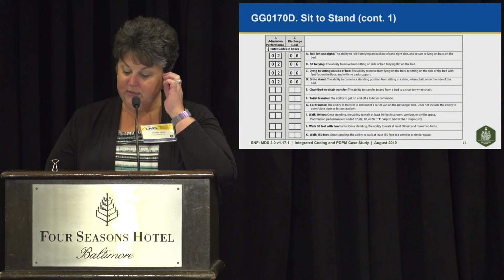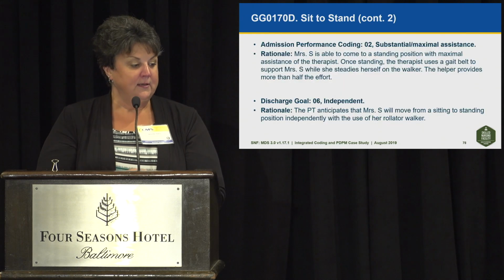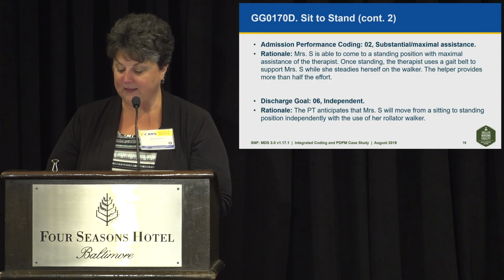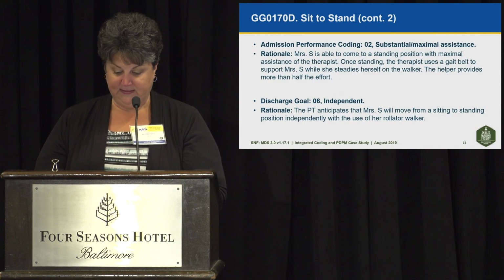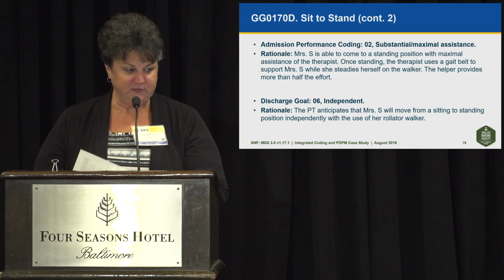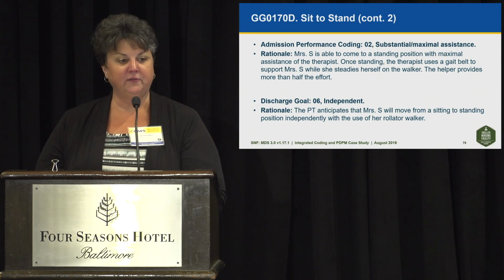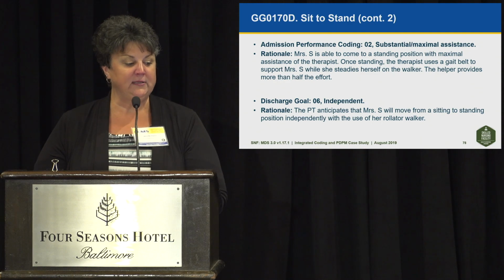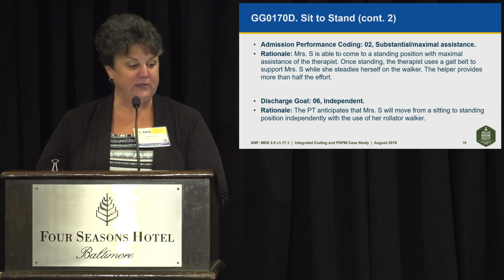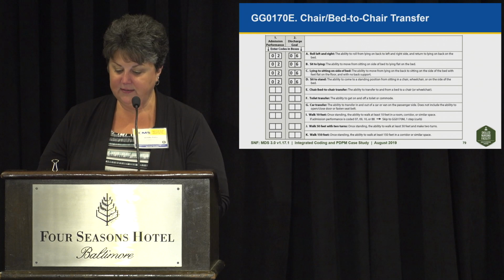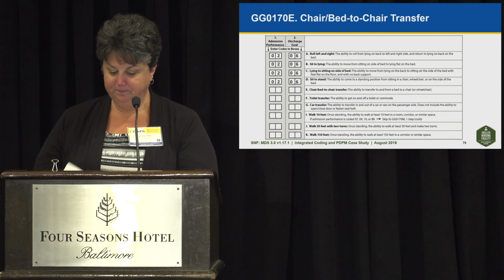I hear again a 2, and again our case study indicates that she does require maximal assistance. But the PT therapist uses a gait belt. Mrs. S can steady herself, but the PT expects that she'll be independent with her rolling walker when she leaves. And then chair to bed transfer.